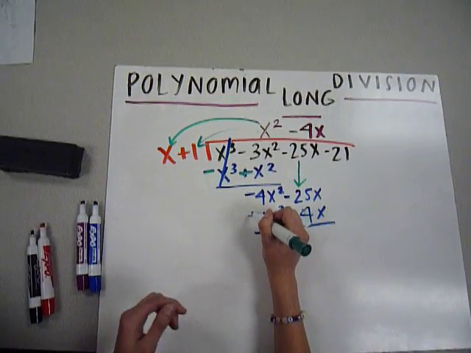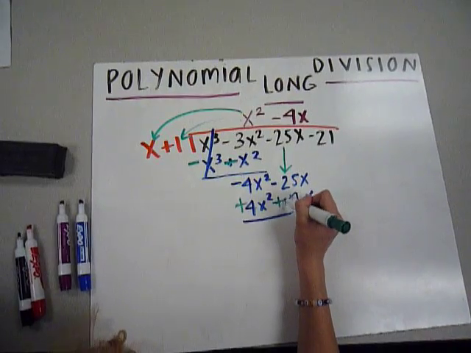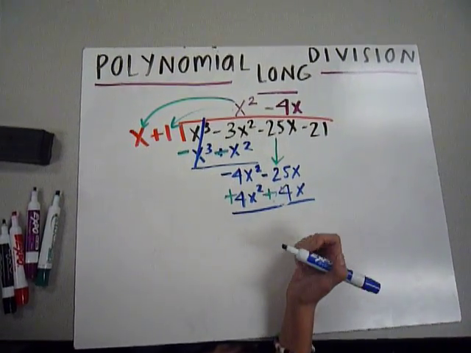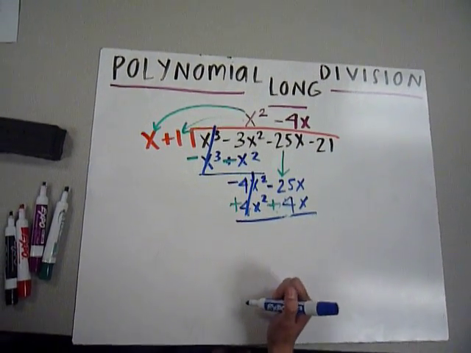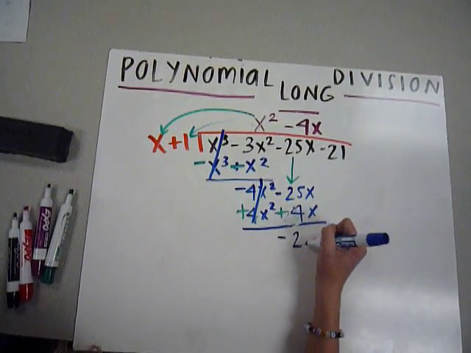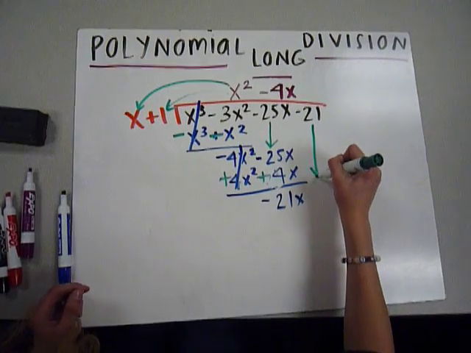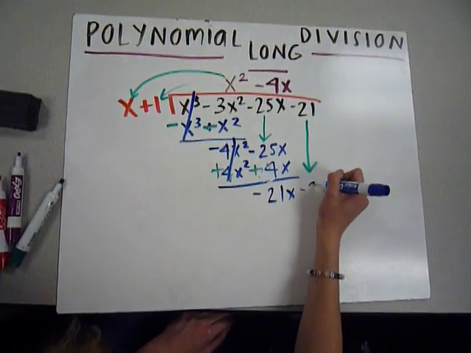So anyways, remember you have to change all your negatives to positives and all your positives to negatives. So your negative 4x squared becomes a positive, and your negative 4x becomes a positive 4x. And so the negative 4x squared and the positive 4x squared cancel out, and you're left with a negative 21x. And last step, you bring down the negative 21, and you repeat the same steps as before.